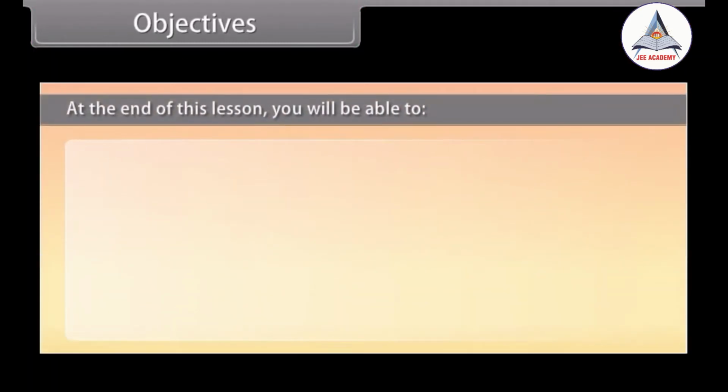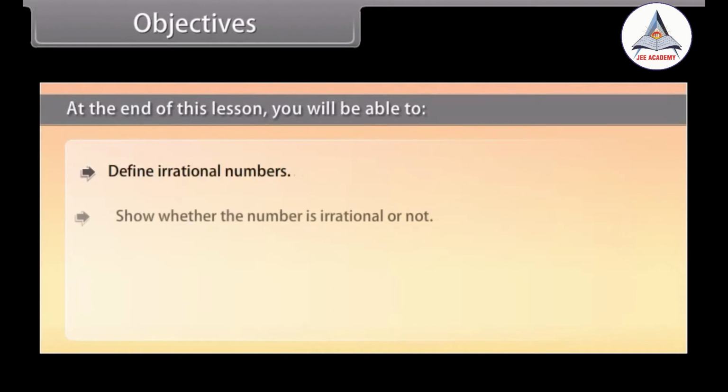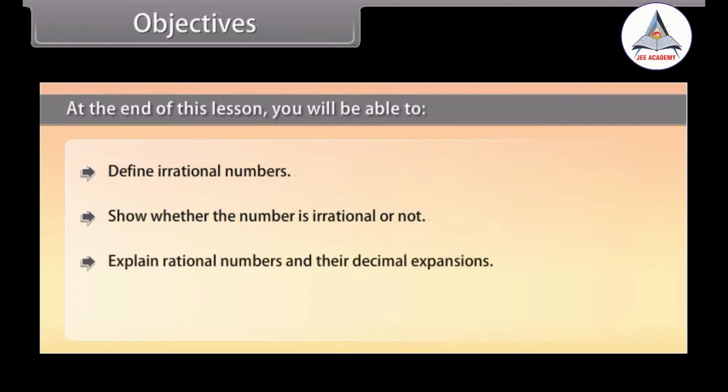Objectives. At the end of this lesson, you will be able to define irrational numbers, show whether a number is irrational or not, explain rational numbers and their decimal expansions, and convert rational numbers into decimal expansions.